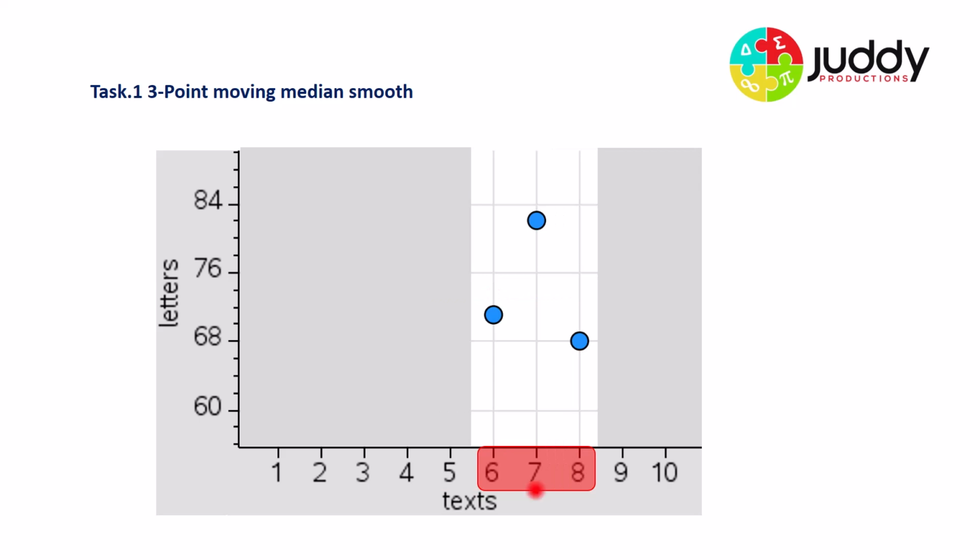Repeat this again for text 6, 7, and 8. Text number 7 is the median value for texts 6, 7, and 8. And when we look at the vertical axis on the letter scale, we have our lowest value, our middle value, and our top value.